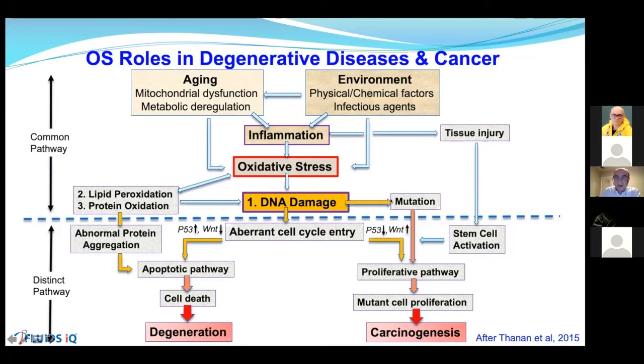But DNA damage can also cause mutation, and inflammation can also cause tissue injury, which then can lead to distinctive pathways which will create abnormal protein aggregation, which the cell says, I can't handle, and that leads it down the apoptotic pathway, the pathway to cell death and the degeneration of the cell. But you can also get tissue injury, which then will form stem cell activation, and that, together with mutation, can create mutating cells that proliferate, and that causes carcinogenic activity.